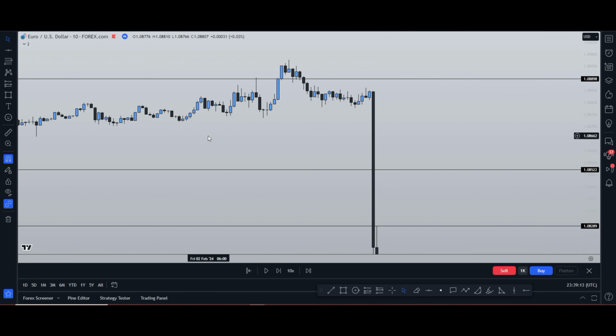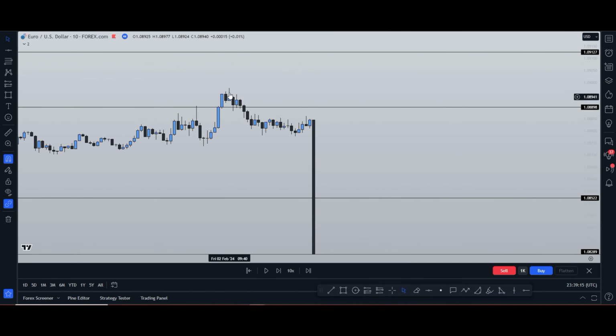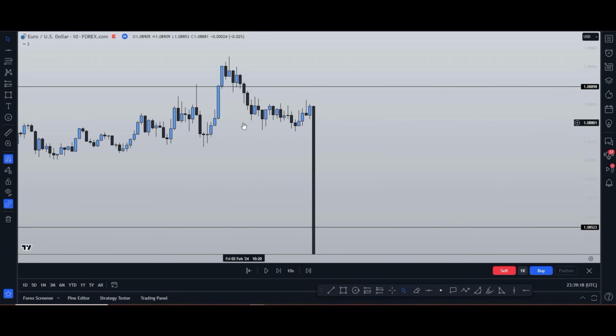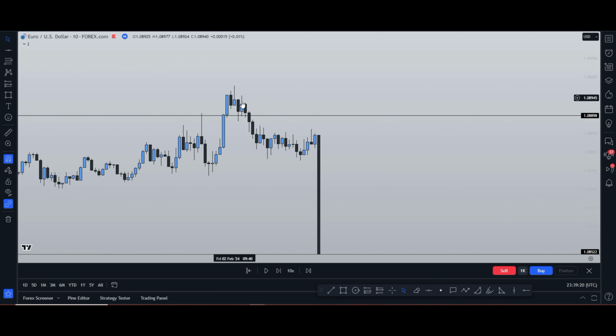If I just move this back a bit more and drop to a smaller time frame for better clues, look at this, guys. We're getting bullish candles, but we're getting bullish candles with long rejection wicks.